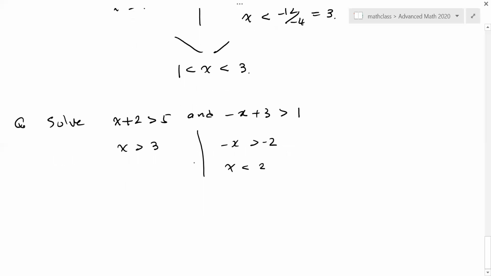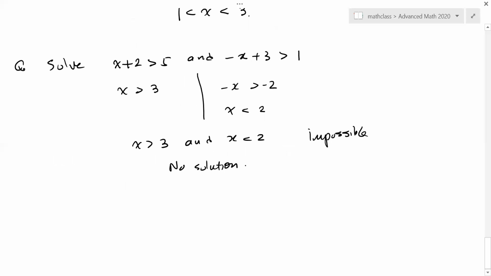But that is actually the end, right? So x greater than 3 and x less than 2. I think this is impossible. So that's why there is no solution. Okay, there'll be no solution. Great.